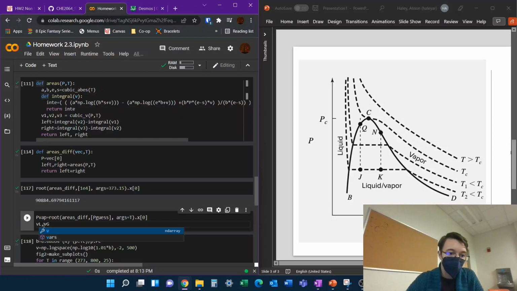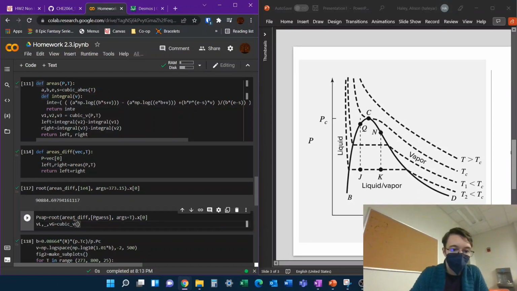Of course, this will also output an intermediate vapor somewhere in the middle, but we don't really care about that, so we're just going to use the underscore as a trash variable. It'll calculate it, but we're not going to use it for anything, so it doesn't matter what we call it. And then that's just going to be cubic V of PVAP, because we're going to want to add this pressure that it calculates, and whatever temperature we use.